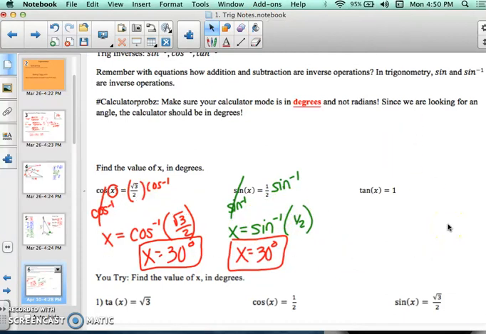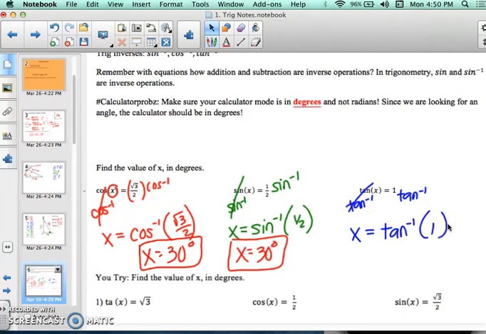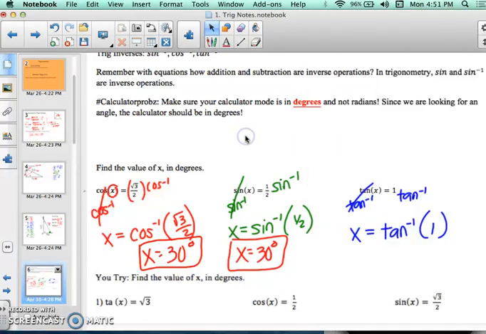Last one, let's look at tangent. Again, the inverse of tan is tan negative 1. So do the tangent inverse on both sides, and you will get inverse tan of 1. So when I hit second tan and type in 1, close it off. 45 degrees. So my x is going to equal 45 degrees.